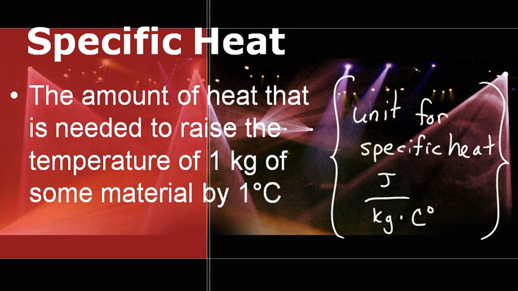So on the screen is the definition for specific heat. It's the amount of heat in joules that is needed to raise the temperature of 1 kilogram of substance by 1 degree Celsius. And the units for specific heat are found on the right-hand side here, which would be a joule per kilogram degree Celsius.